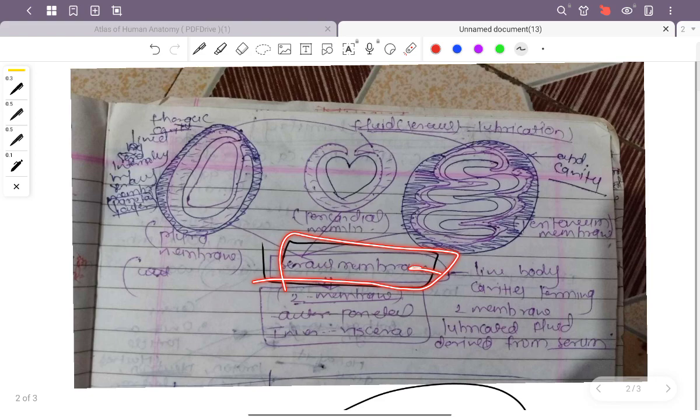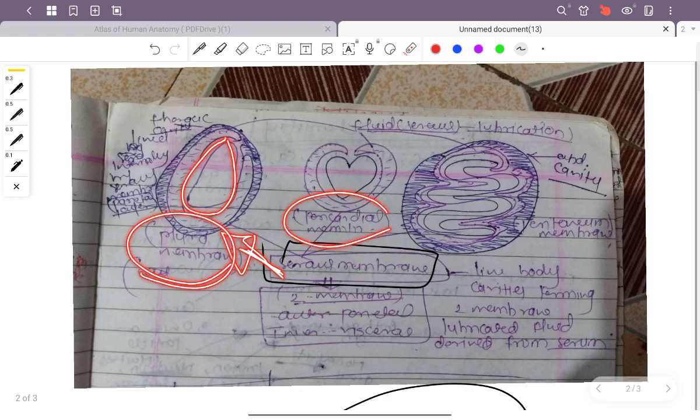What I have written is that serous membrane lines body cavities, forming two membranes, and the lubricating fluid is derived from the serum. Serum is the starting part. Right now just keep in mind the serous membrane. It is the membrane which covers the body cavity, and there are three body cavities specifically covered by it. When we are talking about a specific organ, the serous membrane has a different name. When we are talking about the lungs, it is known as the pleural membrane.